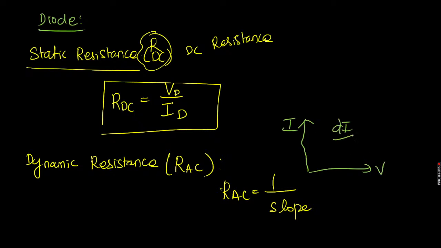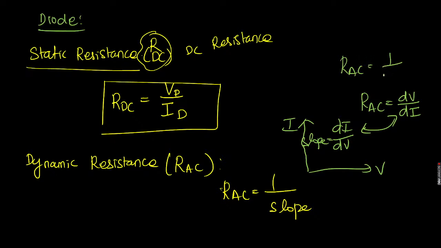So the slope will be dI by dV, right? Resistance is generally the ratio of voltage and current, so the resistance should be dV by dI. So both are opposite to each other. That's why AC resistance is the reciprocal of the slope value. When the slope value is directly given, you can directly calculate this value.